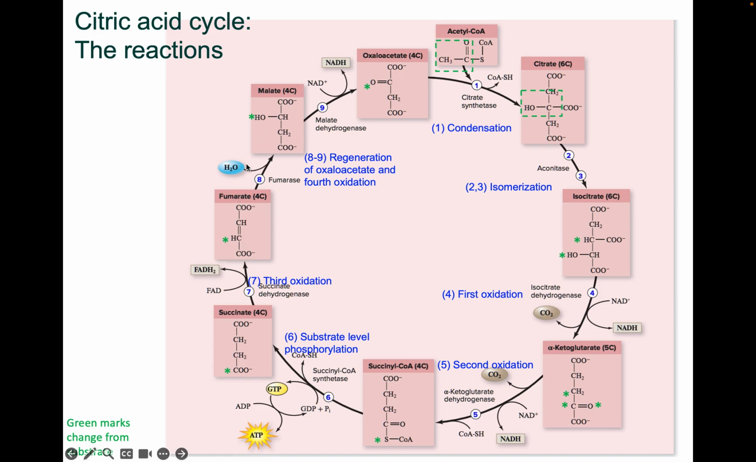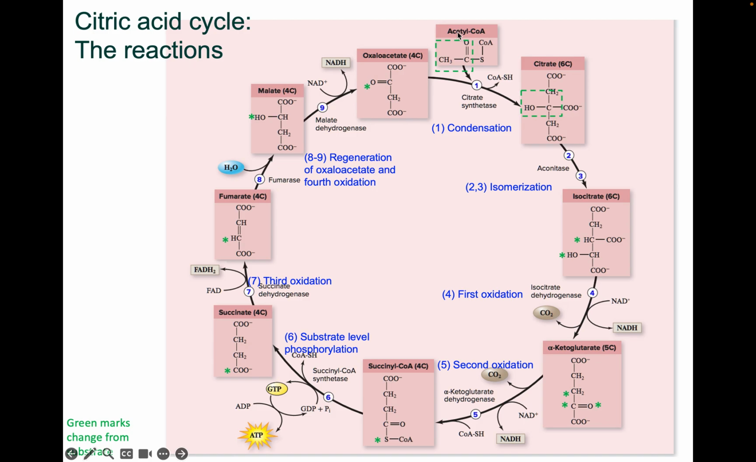Fumarate is then going to be regenerated into oxaloacetate, and going to go to a fourth oxidation later on. But basically, what we're going to do is add a water using fumarase, and that's going to give you this malate. And then malate is going to be dehydrogenated, meaning that you're going to remove hydrogen, specifically as you can see here, and that's going to oxidize it, and then give the electrons to NAD plus to get NADH. So this is the cycle. So you've created one, two, three NADHs, an FADH2 molecule, and an ATP.